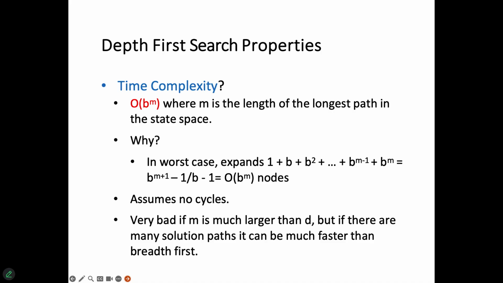Just a question. Why did I use M here and not D? So M is the length of the longest path. So we said that in the worst case scenario, we have big O of B raised to the power of M nodes, where M is the length of your longest path in the state space.